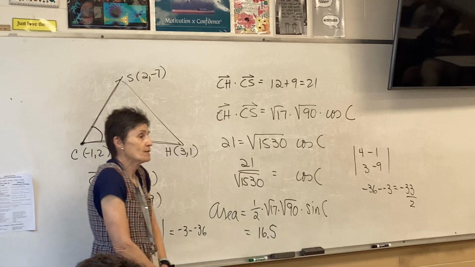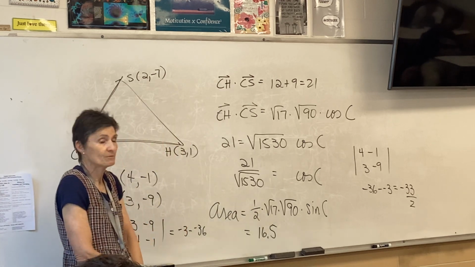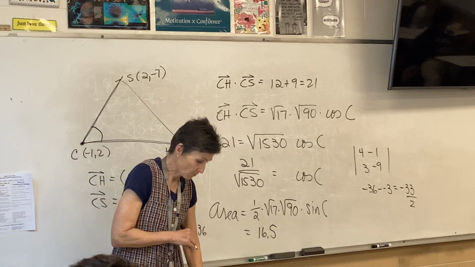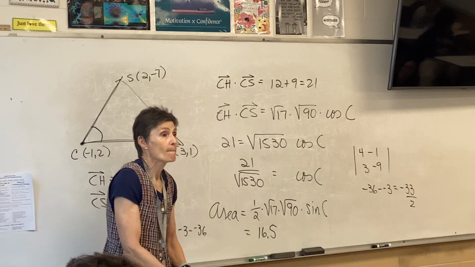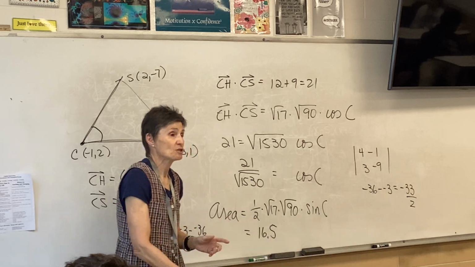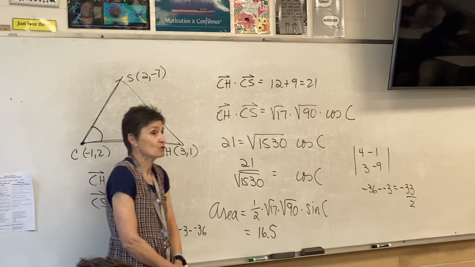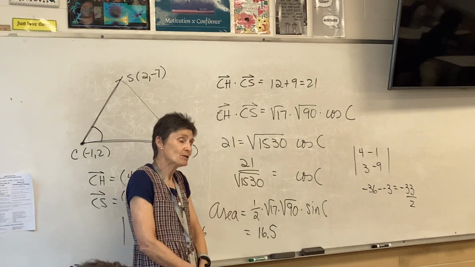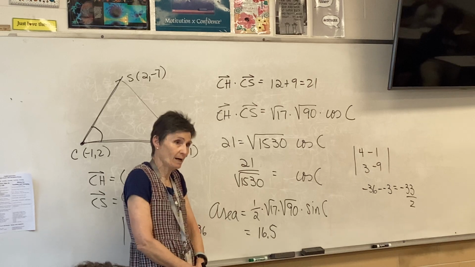So if your determinant value is negative, just make it positive. And that is going to be your area. Well, that's how you do it, and it makes sense because every triangle area formula has a half.